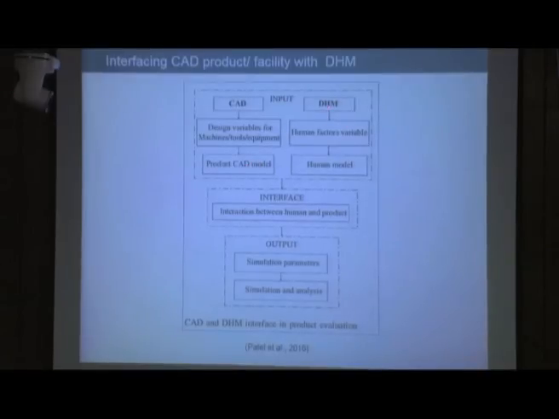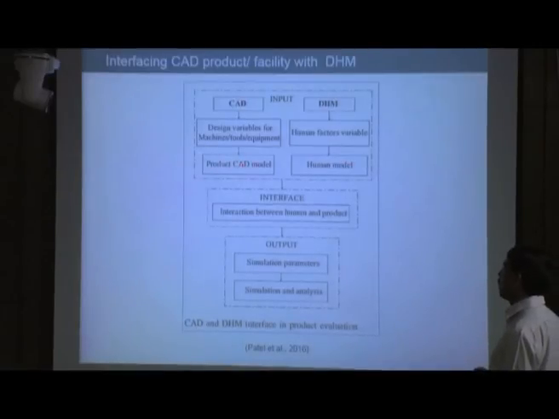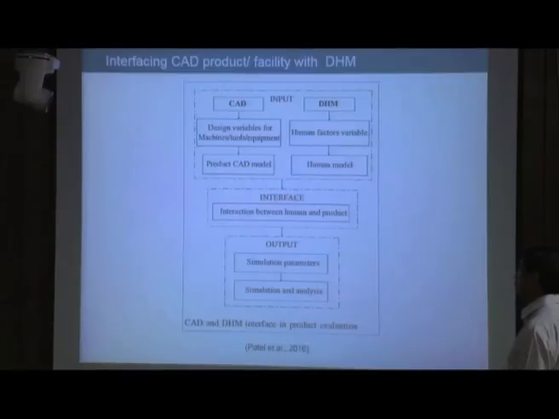On the other hand, we are developing the digital human model. Using digital human modeling software, we can consider various human factors variables related to anthropometry and biomechanics, and we can create the human model. When the product or facility CAD model is ready and the human model is also ready, then we can go for interfacing those: the interaction between human and product.